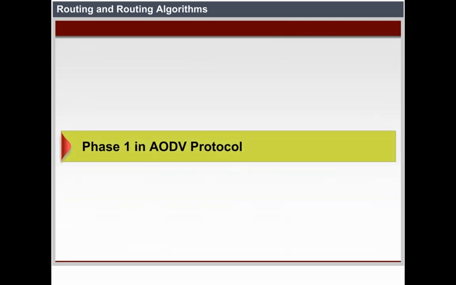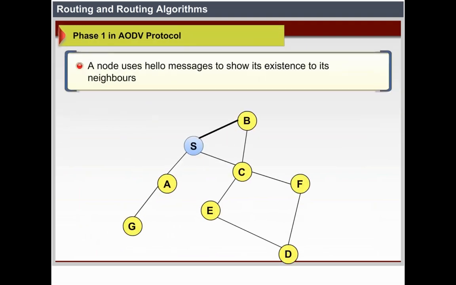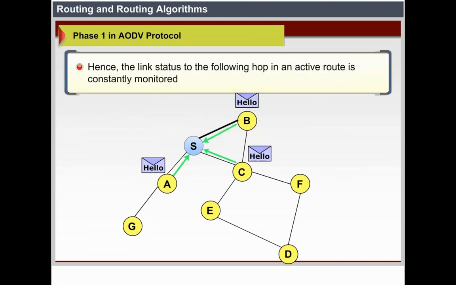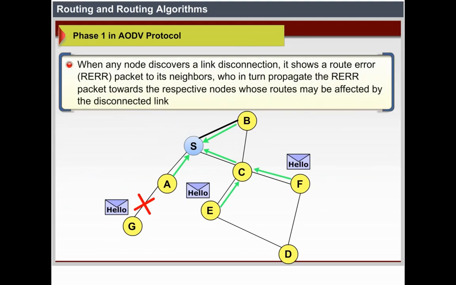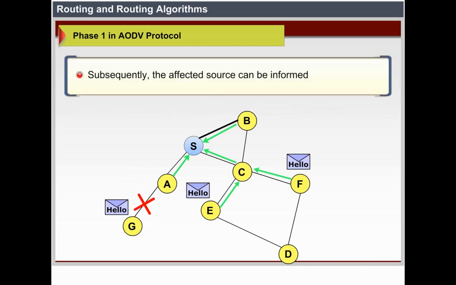Phase 1 in AODV protocol. A node uses hello messages to notify its existence to its neighbors. Therefore, the link status to the next hop in an active route is continuously monitored. When any node discovers a link disconnection, it broadcasts a route error RERR packet to its neighbor, who in turn propagate the RERR packet towards those nodes whose routes may be affected by the disconnected link. Then the affected source can be informed.